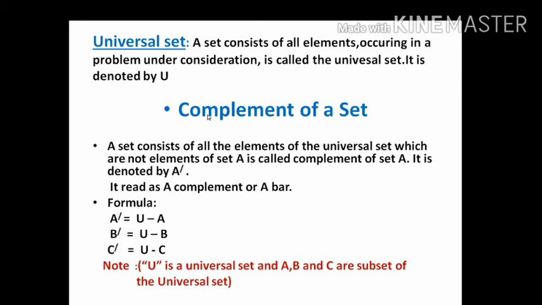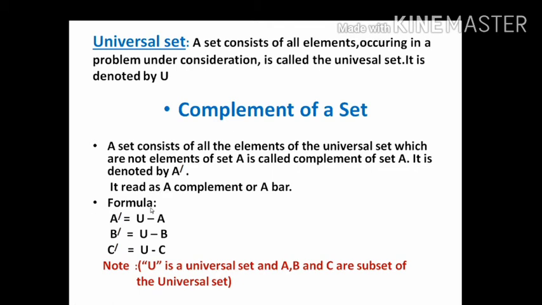Now we will come to the topic complement of a set. A set consisting of all the elements of the universal set which are not elements of set A is called the complement of set A. It is denoted by A bar. It is read as A complement or A bar.